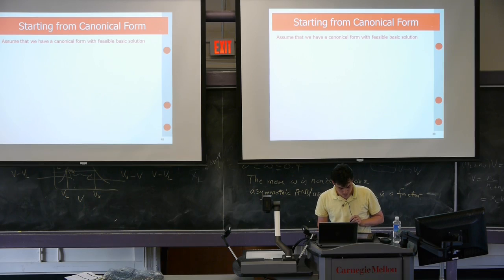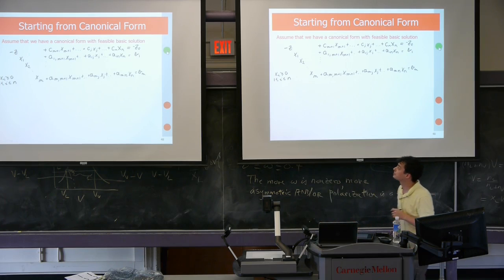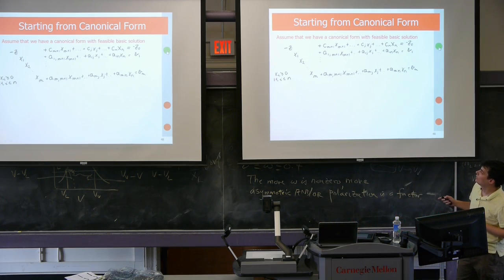Okay, so assume we have this canonical form with the basic solution. So it looks like this. Right? So we have the cost function minus z, cm plus 1, xm plus 1 plus, and so on, cn times xn, and this is minus z0.